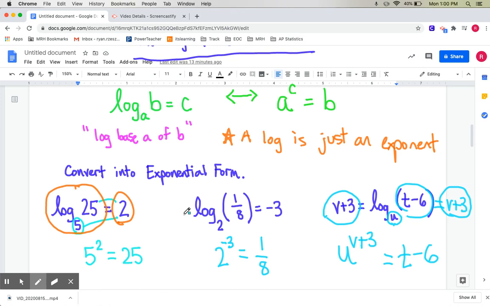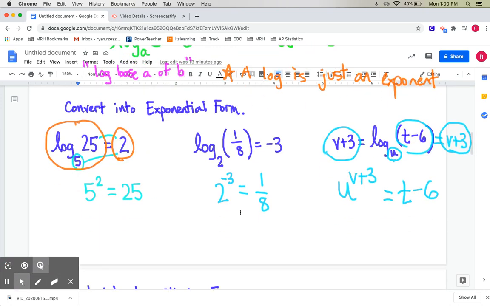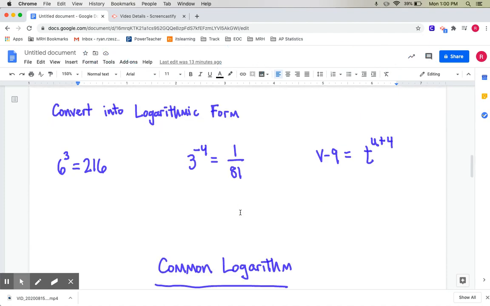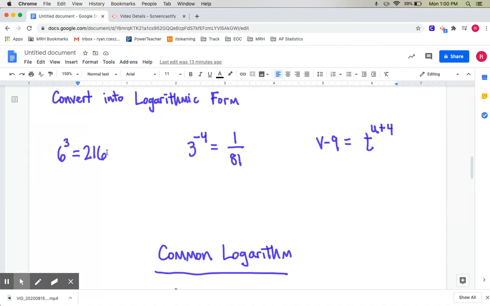Now what we're going to do is practice going in the other direction. So I'm going to give you the exponential form right here, and you're going to convert it back into log form. So I'm going to show you guys how to remember this here. It takes a little more thought going in the other direction, but it's so easy to check your work. First of all, I'm going to write down log.